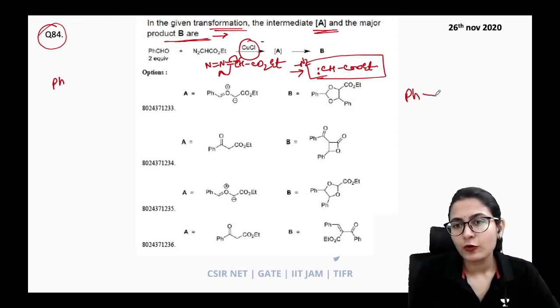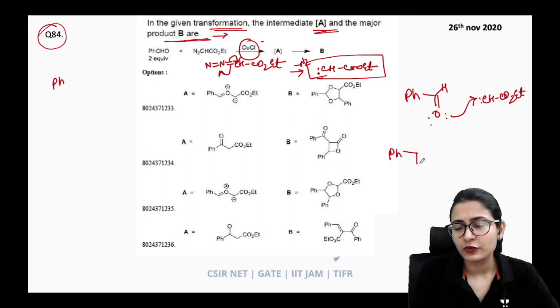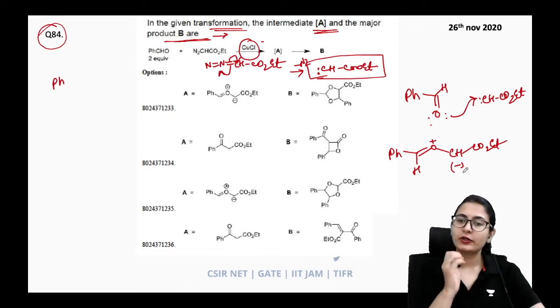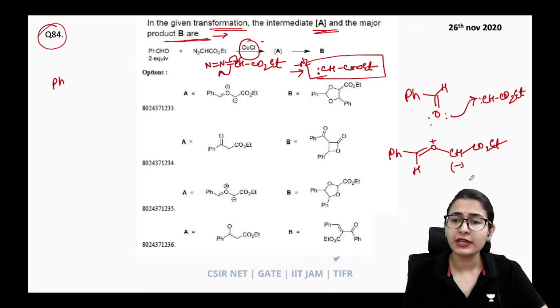What will happen? The only nucleophile which is present in the system is this. It is the only nucleophile which is present, guys, nothing else. So this carbonyl oxygen is going to attack over the carbene, and it is going to end up having a positive charge on oxygen and negative charge on the CH. Okay, this is what you get.